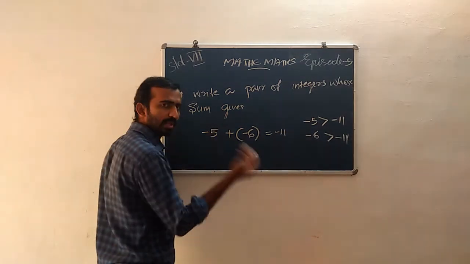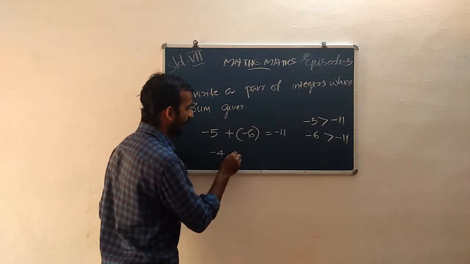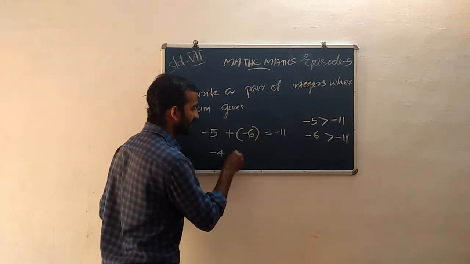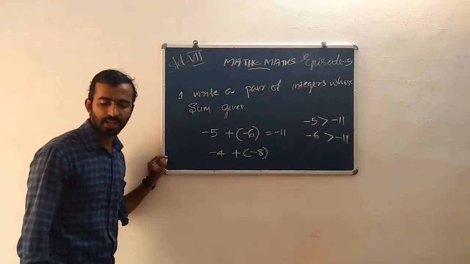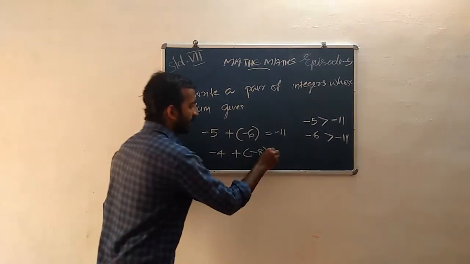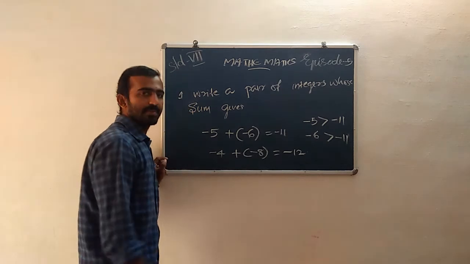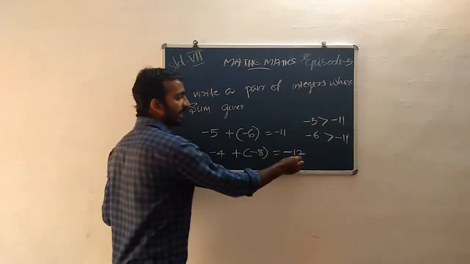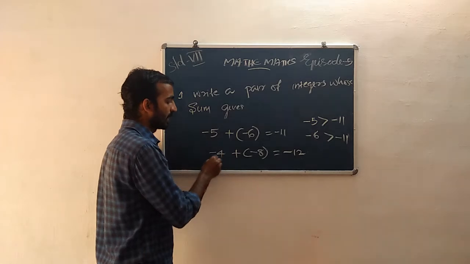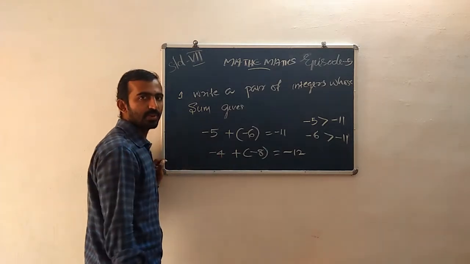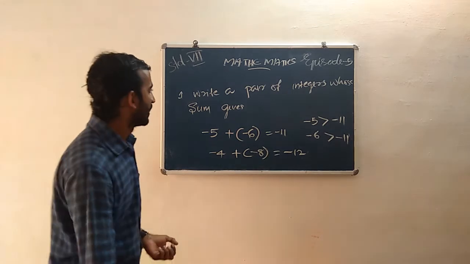For more example, for another, we can take -4 plus -8. That is, we get -12 as the answer. Here the answer is smaller than the integers we took. Okay, can you follow? Okay, next one.